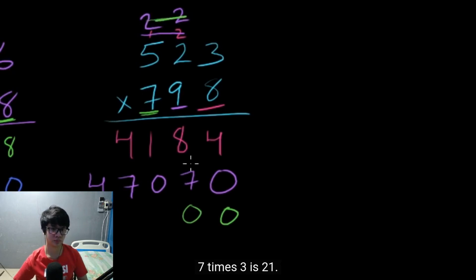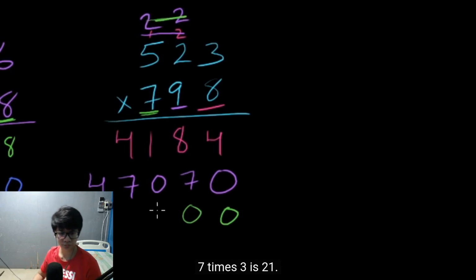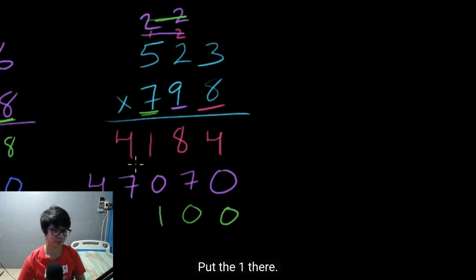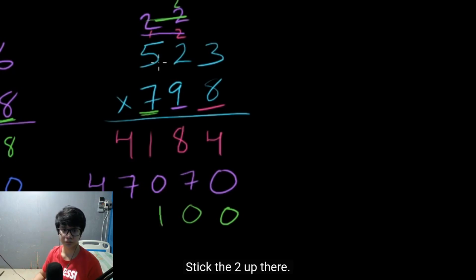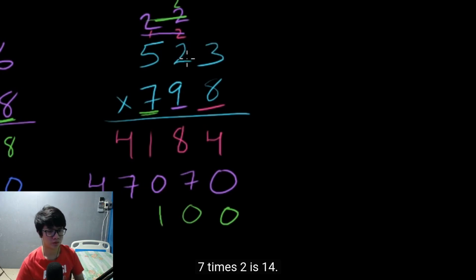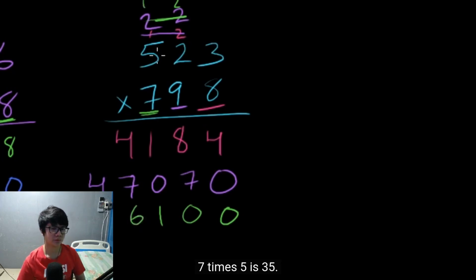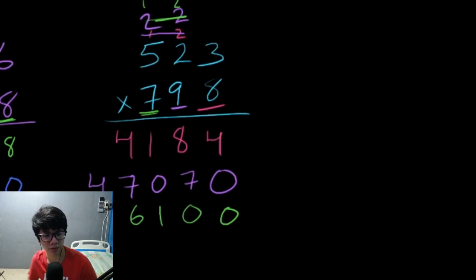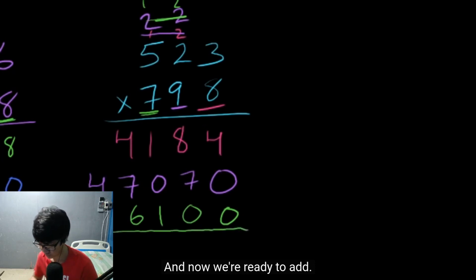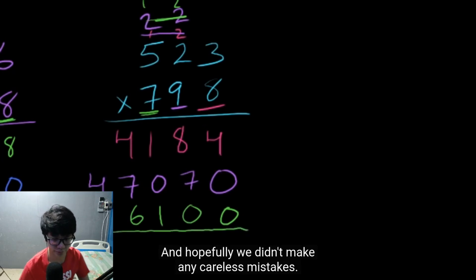7 times 3 is 21. Put the 1 there. Stick the 2 up there. 7 times 2 is 14. 14 plus our 2 is 16. Put the 1 up there. 7 times 5 is 35, plus 1 is 36. Alright, 36. Now we're ready to add. And hopefully we didn't make any careless mistakes.